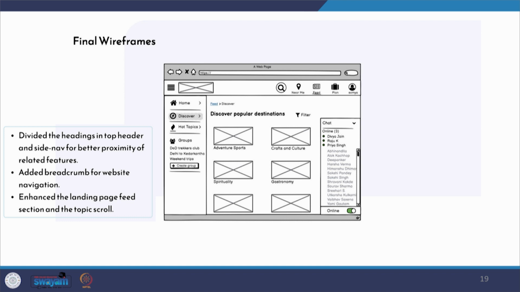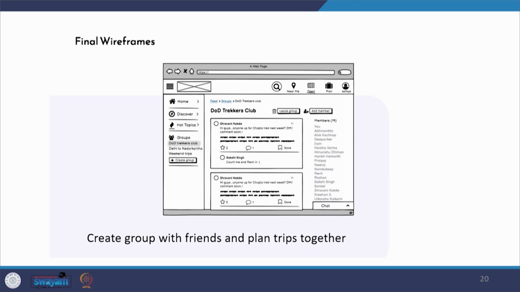Some other improvements were also done, like a discover button was added or groups were added. So all of these changes were made based on the usability testing. So this is now a page, or you can say the wireframe, where a group needs to be created with friends to plan a trip. We can see that this is the DOD, Department of Design Trekkers Club, and how some discussion has started, and then the other friends are also contributing to the discussion started by Shravani here on this page.